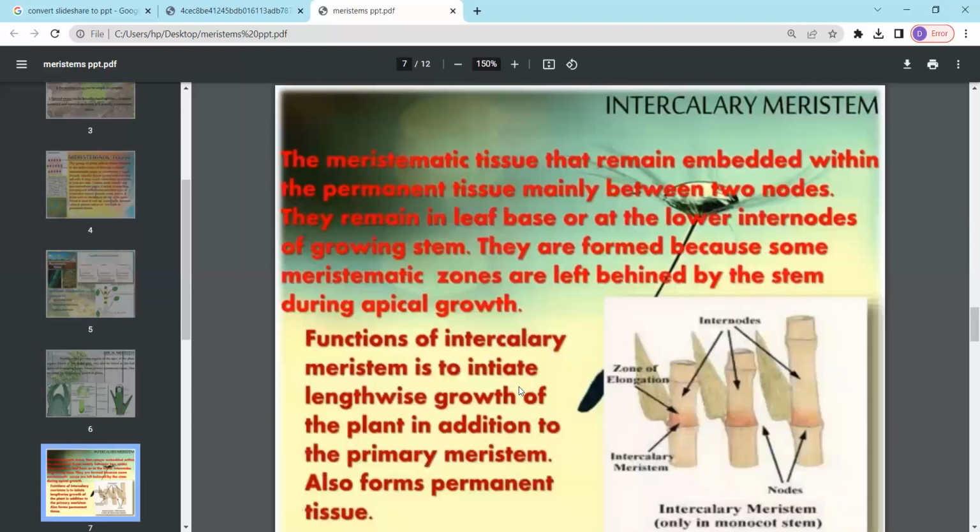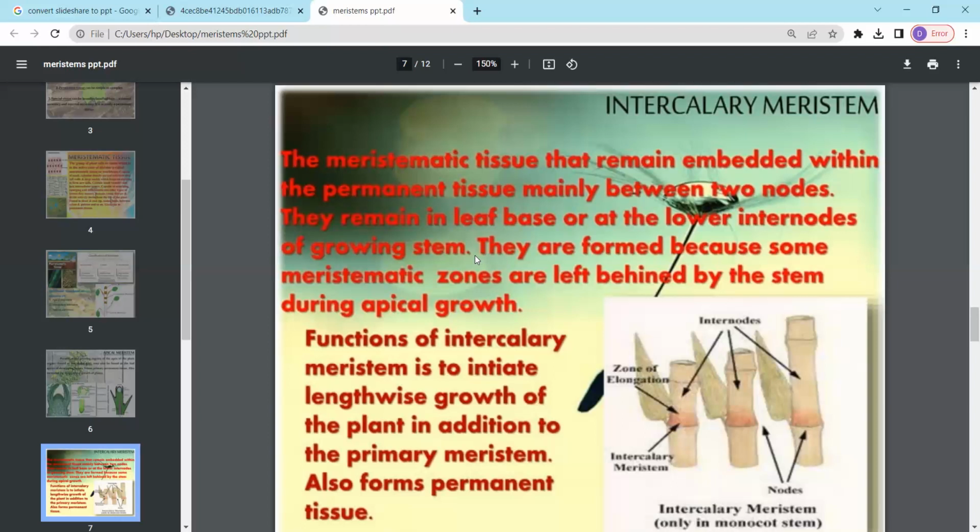So next one is the intercalary meristem. It is the meristematic tissue that remains embedded within the permanent tissues, mainly between the two nodal regions. They remain in the leaf base or at the lower internodes of the growing stem.